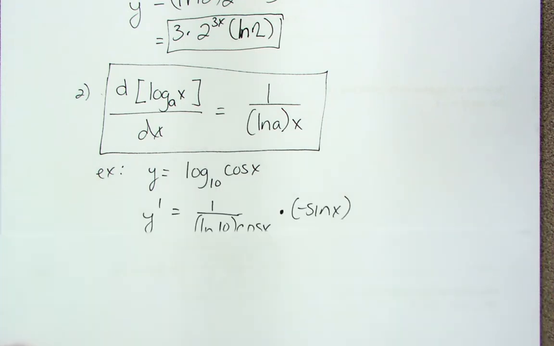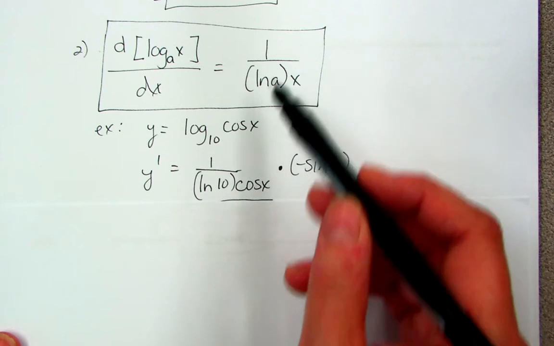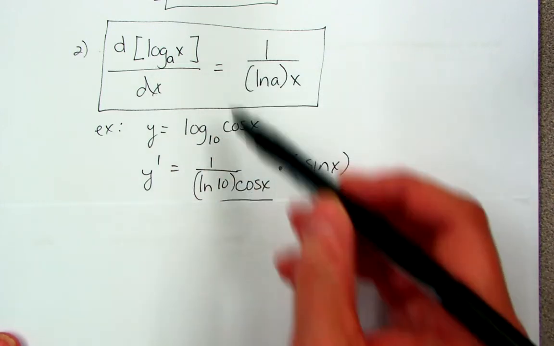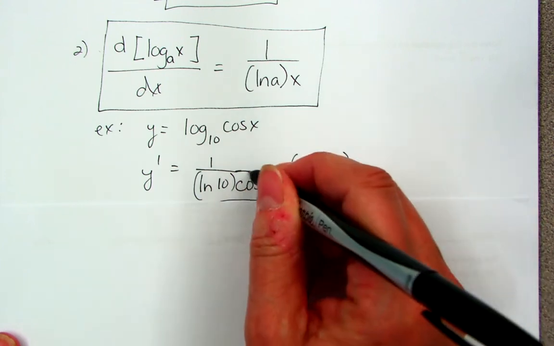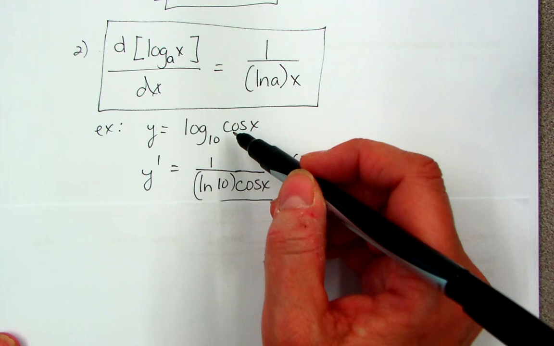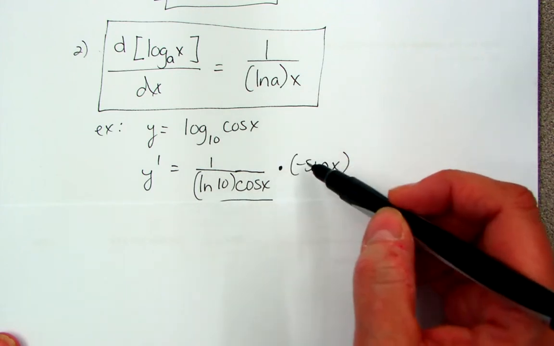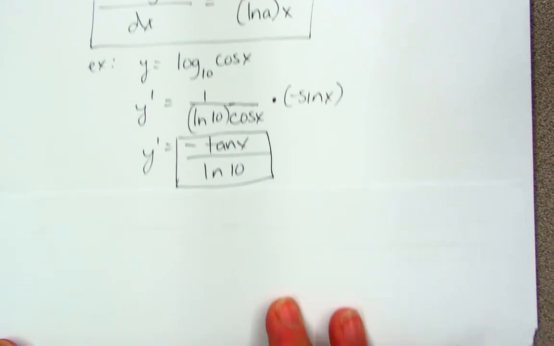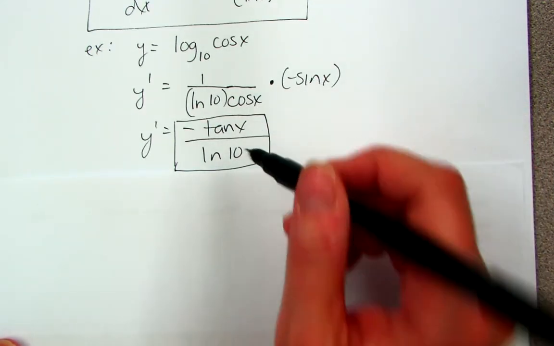Let's go take the first derivative. That would equal 1 over the natural log of 10, just the base, times whatever is in here, cosine of x, all in the denominator. And because this is not just x, we have to do the chain rule times the derivative of cosine of x, which is negative sine of x. If I clean that up, there would be negative sine of x over cosine x, that's negative tangent of x, over natural log of 10.